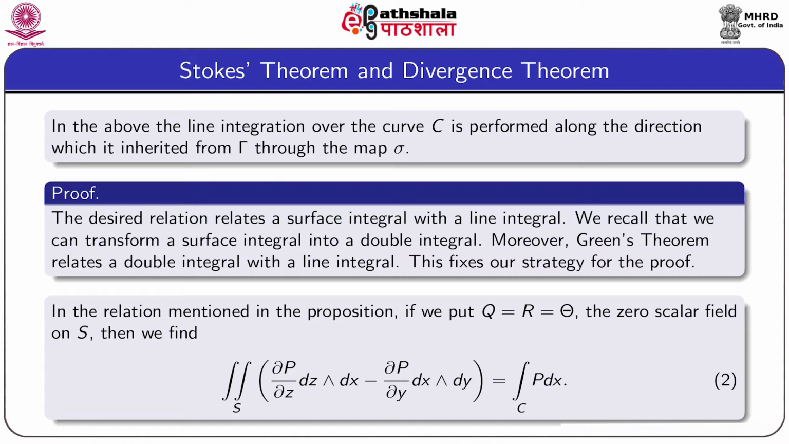In the above, the line integration over the curve C is performed along the direction which it inherited from gamma through the map sigma. That means we consider the curve gamma, now consider its image under sigma. Let us now consider the positive direction of gamma. So, it gives an orientation to C, we consider that. Proof.